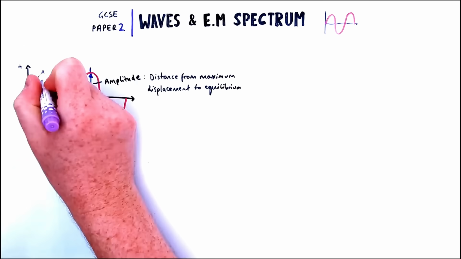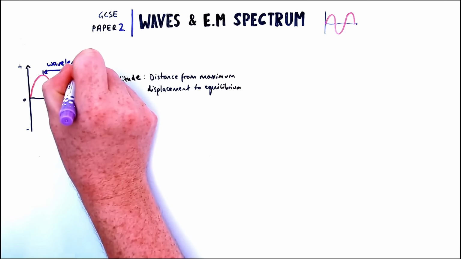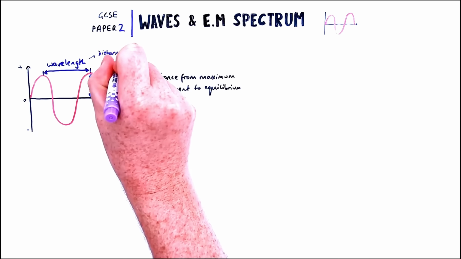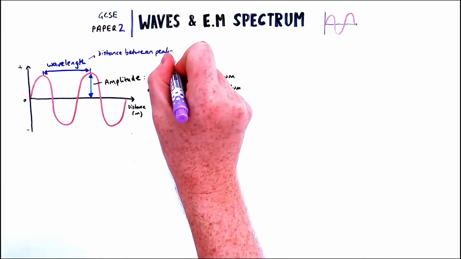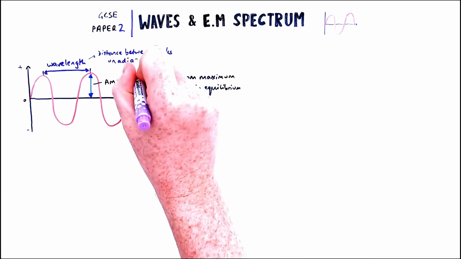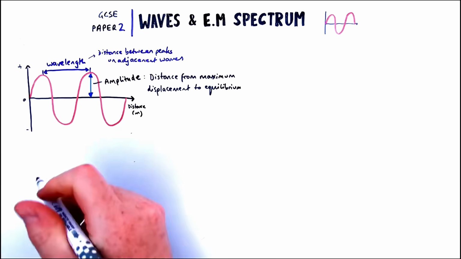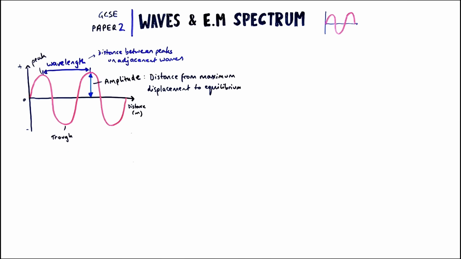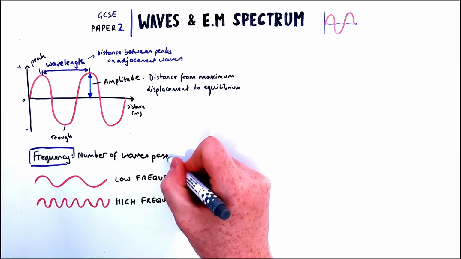The next thing we can define is our wavelength. Now, wavelength here I've labelled from one peak to another. It can be from any point in the wave to the same point on another wave. So here we could say it's the distance between two peaks on adjacent waves. Adjacent just means waves next to each other. And if we were to label the y-axis, we could label this with displacement being positive and negative about that equilibrium point 0.